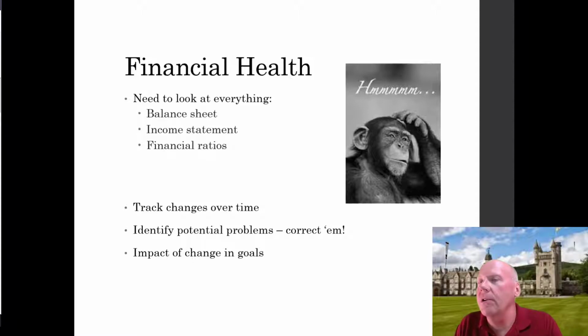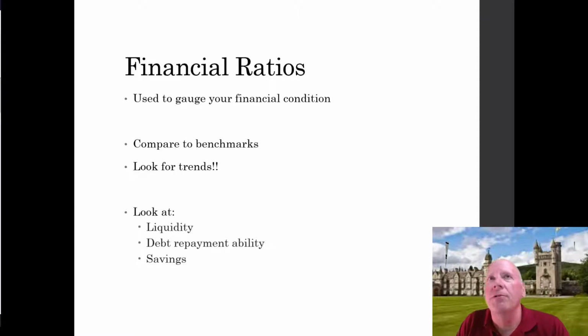So this video is going to focus on financial ratios that are commonly used in the financial planning industry. These are fairly simple ratios that are straightforward and easy to calculate. We use these to gauge your financial condition. And again, we're going to look at benchmarks. I'm going to tell you what's good and bad, whether higher is better or lower is better. And then if we have a couple of years' worth of information, we can look at trends. Are we getting better or are we getting worse with these ratios?